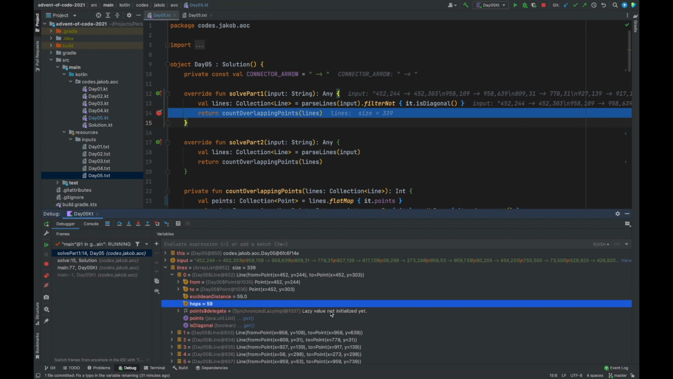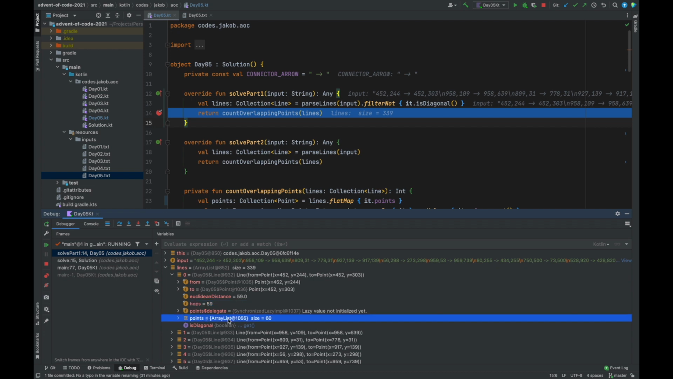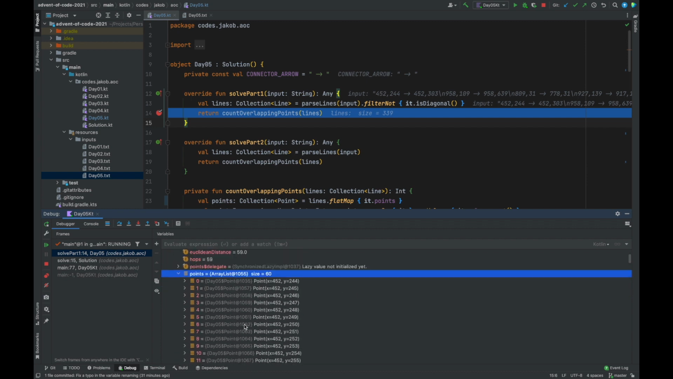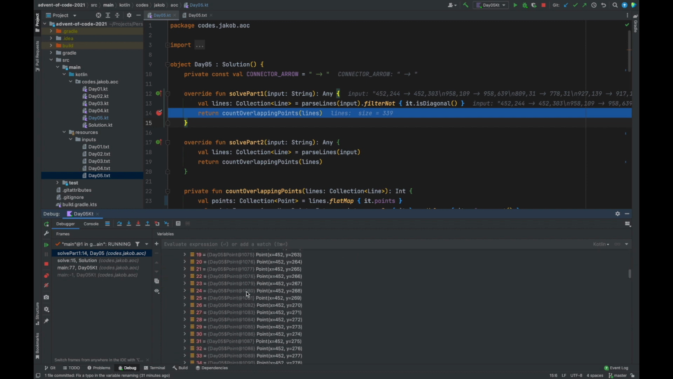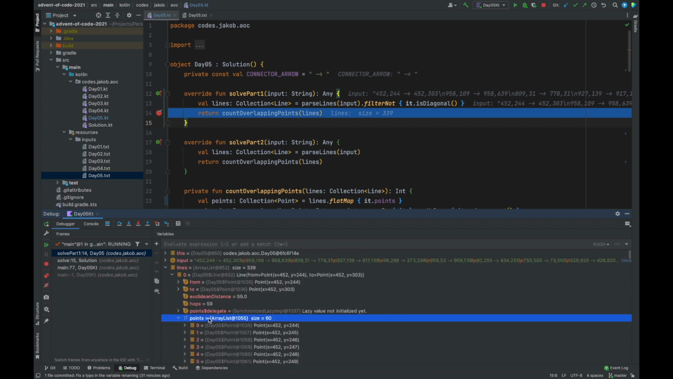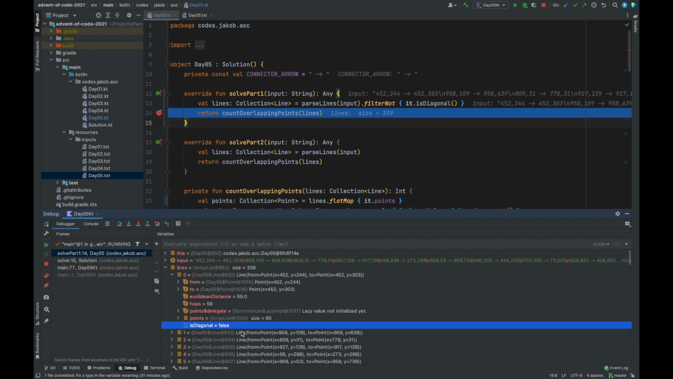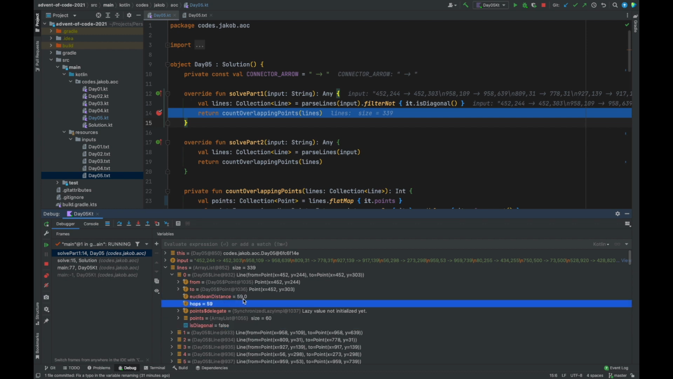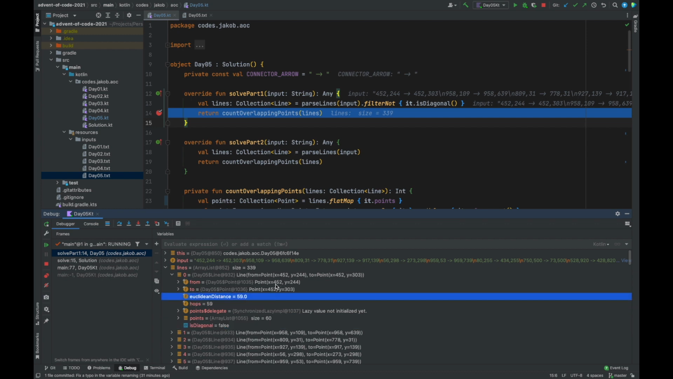And here you also see now lazy value not initialized yet. So only once we actually get the points here, then it's calculated. You see it's still pretty fast, but still it saves us a bit of runtime and a bit of memory. So what do the points look like? Nothing really interesting. It's just literally all the points on this line. In this case, it's very many, of course. And then finally we have here is diagonal. In this case, we already saw it's not diagonal, also because here the x values are the same.